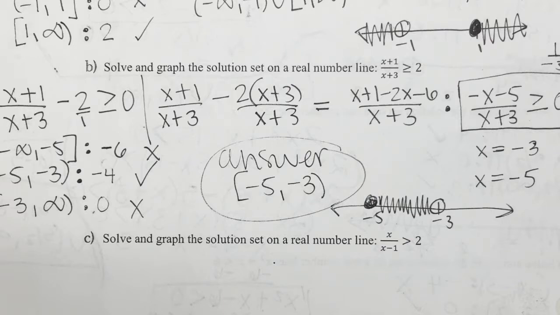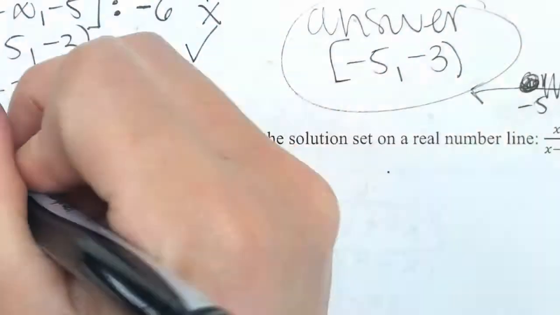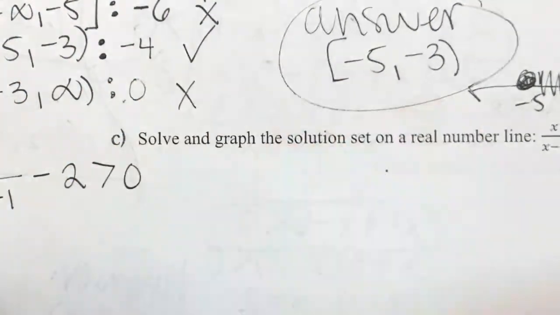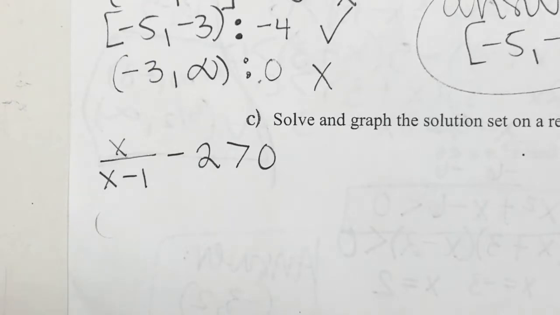Alright, let's start going over this one together. Okay, y'all help me out. What's the first thing I need to do? Subtract 2. Good. So I'd have x over x minus 1 minus 2 greater than 0. What's the common denominator? So I have to multiply top and bottom by x minus 1, right?